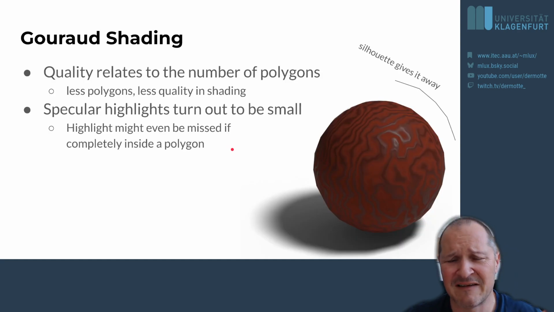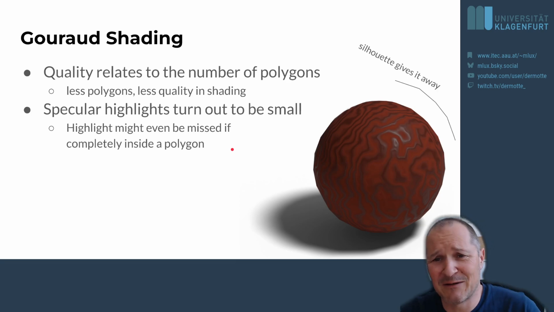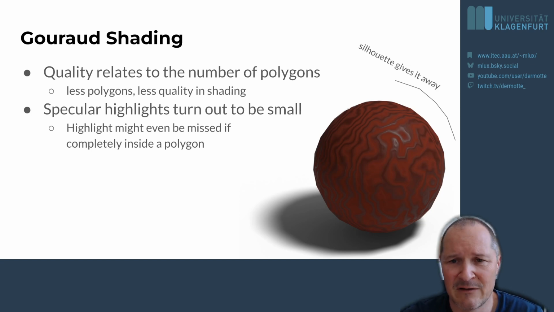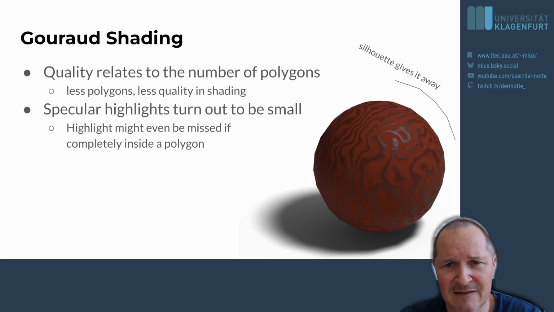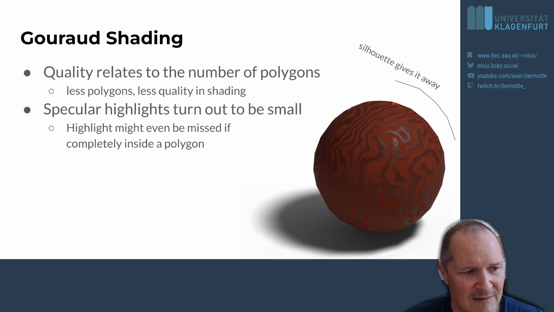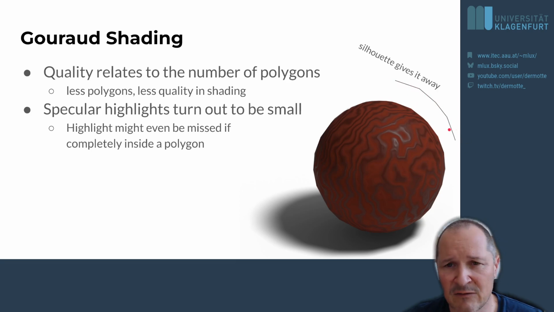So what is actually the problem with Gouraud shading when it looks so nice? The problem is that the quality still relates to the number of polygons. Fewer polygons, less quality in shading. While you might not notice, it's still the case. And what actually gives it away is the silhouette. The silhouette is here and here and here. You see the outlines of the polygons, so it's not round.